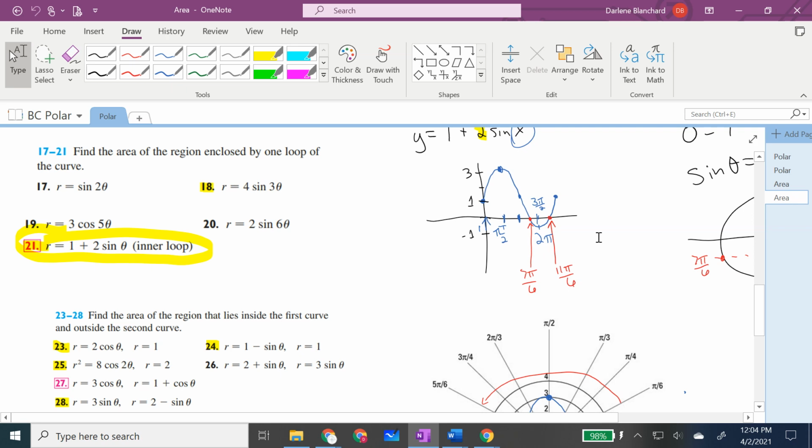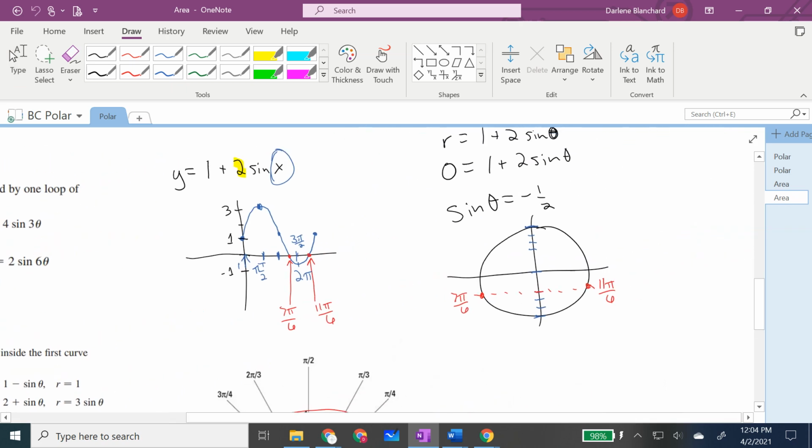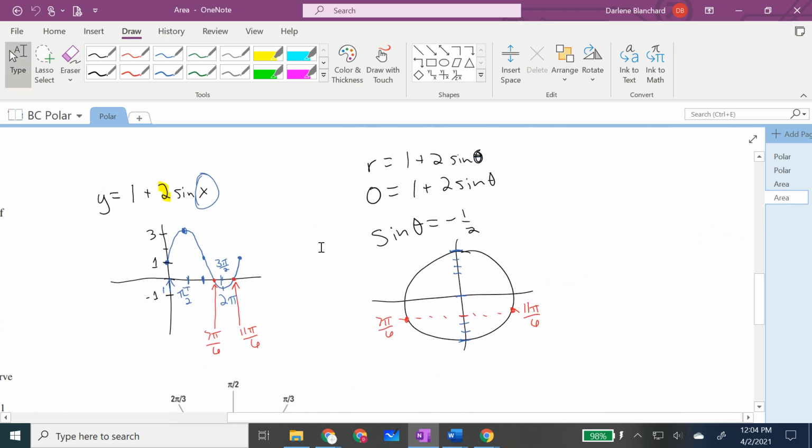I know the word, but I can't think of it right now. There's a word for when it does that. Cusp. Creates a cusp. So anyway, how do I set up an integral that will find the area of that inner loop?